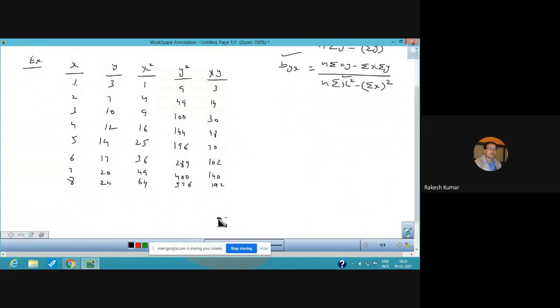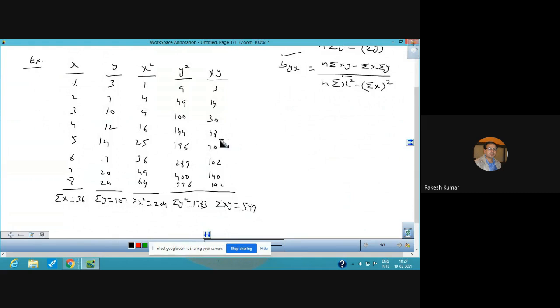Now we can find the sum totals. The sum total of x values is 36. Similarly, sigma y is 107. Sigma x square comes out to be 204. Similarly, sigma y square is 1763. Sigma xy comes out to be 599. Now you can find the values of the regression coefficients.